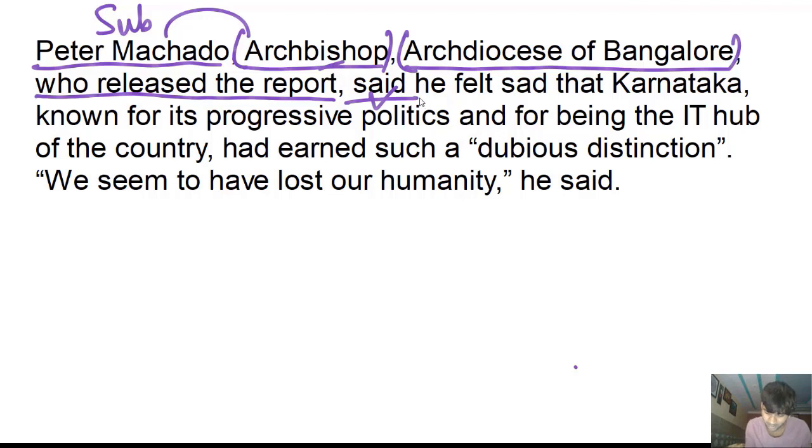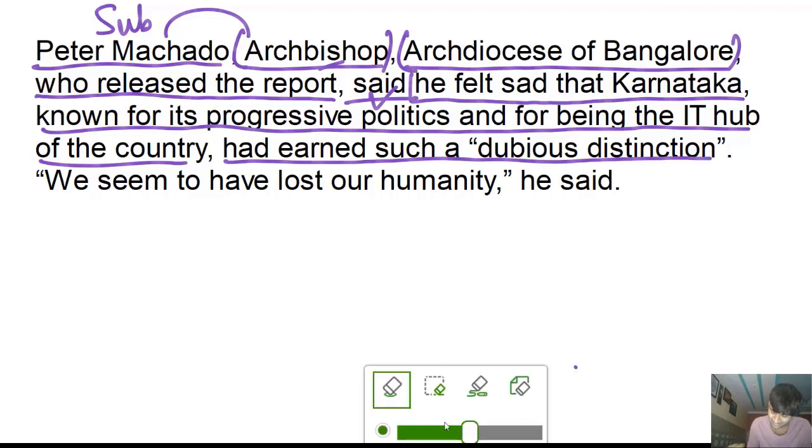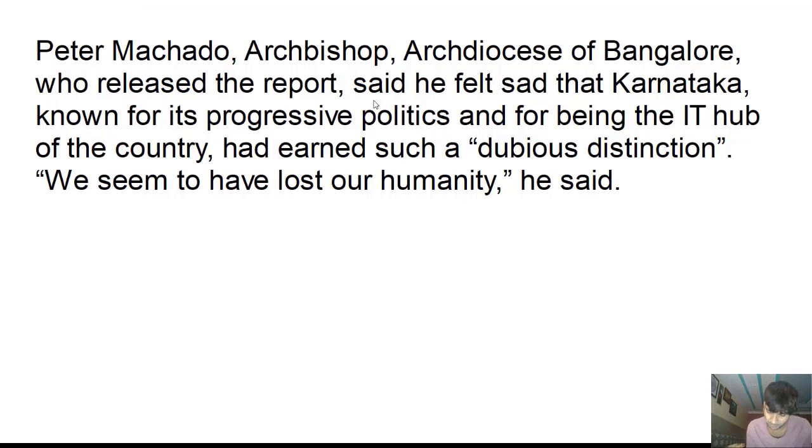Peter Machado said what? He felt sad that Karnataka, known for its progressive politics and for being the IT hub of the country, had earned such a dubious distinction. This is what he said. Let's clear this and start from the beginning. Said is the verb. Said what? This entire part is the object of the verb said. It is a noun clause working as the object of the verb. The conjunction that is implied; it's not there physically, but it's there, because without a subordinating conjunction you cannot have a subordinate clause.